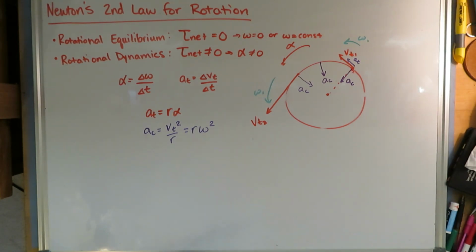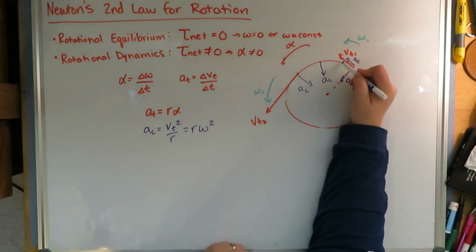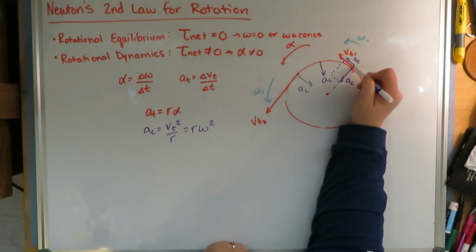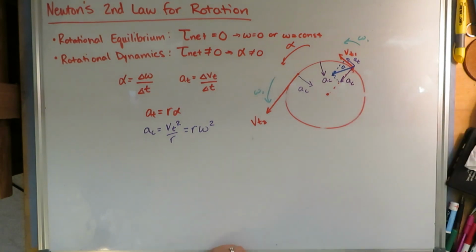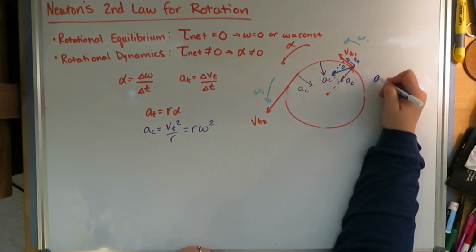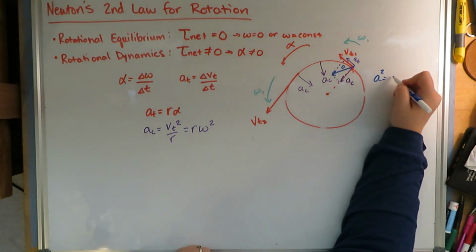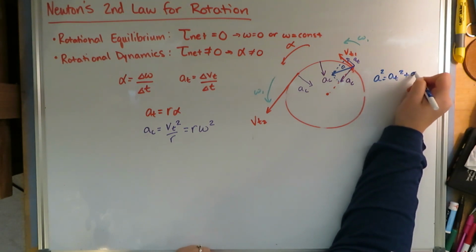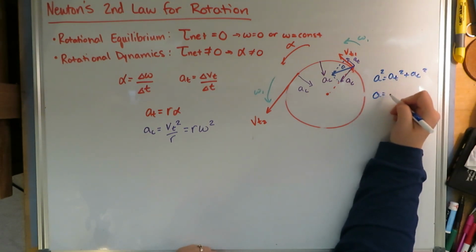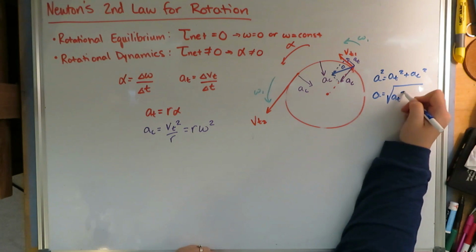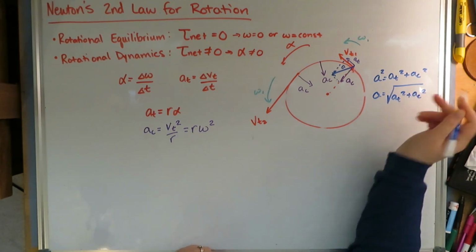So just in case you do have both, and you wanted to represent the net acceleration, you could do the parallelogram method or something to add vectors, and I could get a, where a squared would be at squared plus ac squared, or a is the square root of at squared plus ac squared.